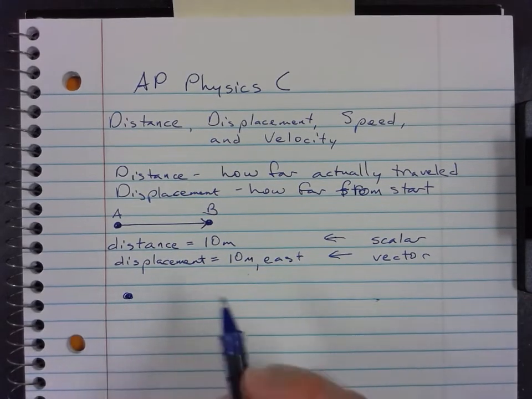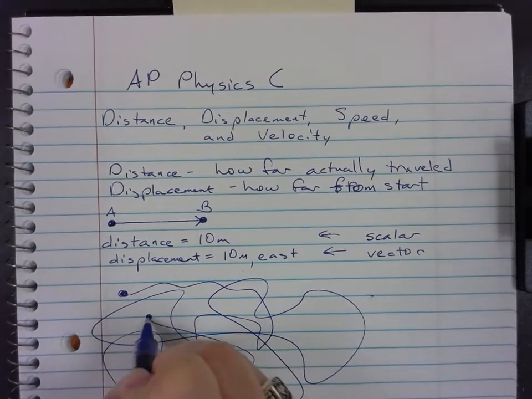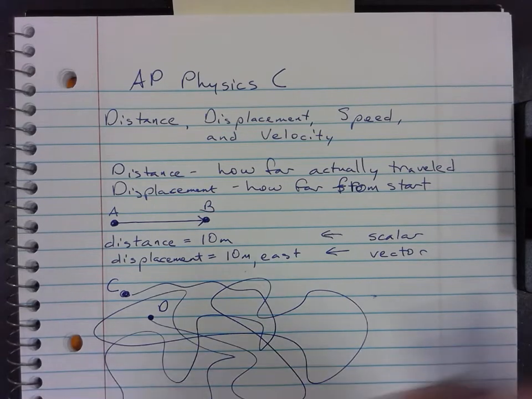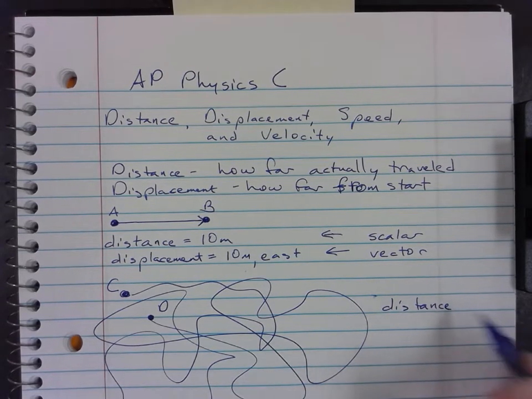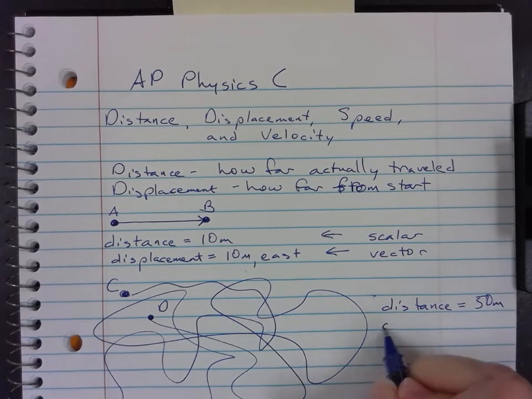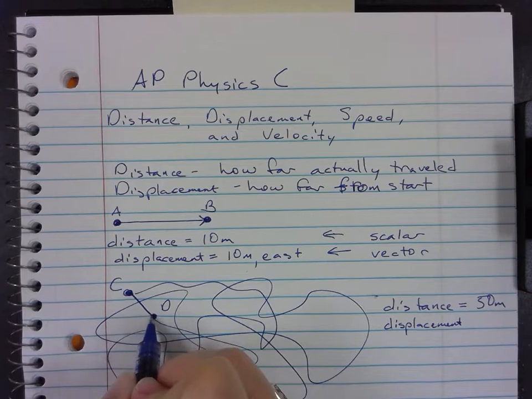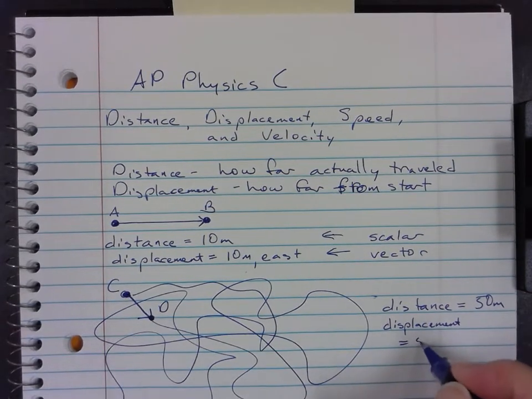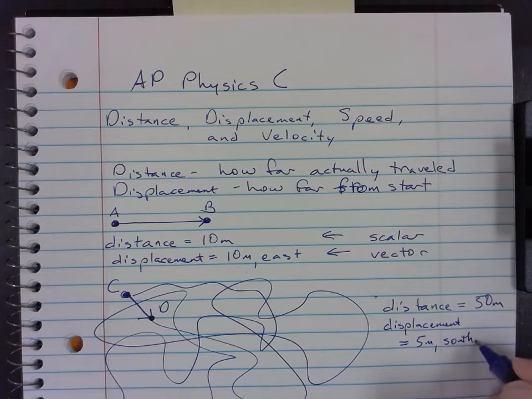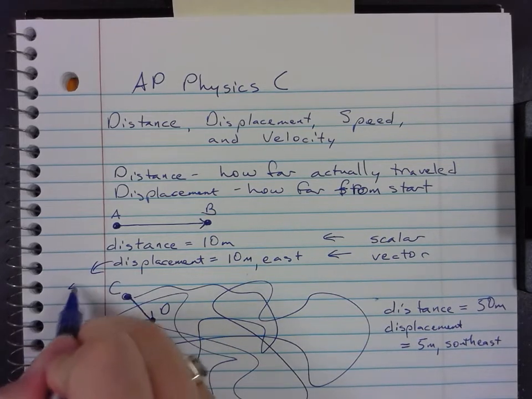Now if we do a different one, so if we go from C to D, this might be a distance of, using that same scale, 50 meters, but our displacement, shortcut, start to end, that looks like only about 5 meters southeast. So distance, how far you walk, how much exercise did you get, how many steps are on that Fitbit. Displacement is the shortcut.